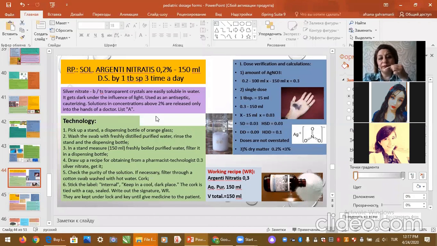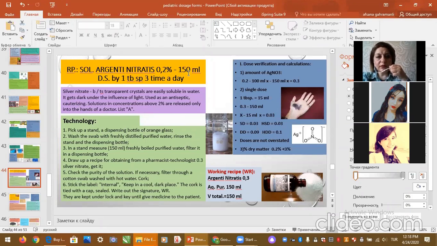Silver nitrate. Transparent crystals are easily soluble in water. It gets dark under the influence of light. Used as an antiseptic and cauterizing solution, and according to its cauterizing effect, it is used for warts. Solutions in concentrations above 2% are released only into the hands of a doctor. This substance is from list A.